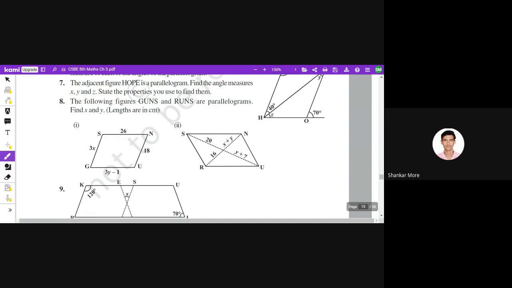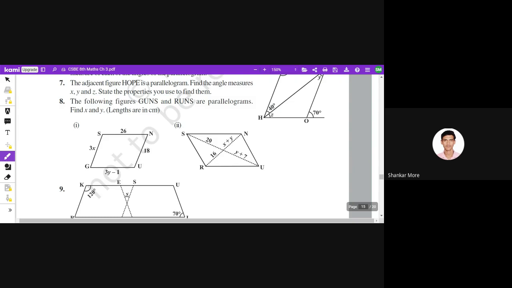3x is equals to 18. That means x is equals to 6. See, Shlok is not able to see. Still, he has answered. Shlok, you can just refer to your book. If you have your book, you open it and you can refer to that. Yeah. So x is equals to 18 रहेगा.